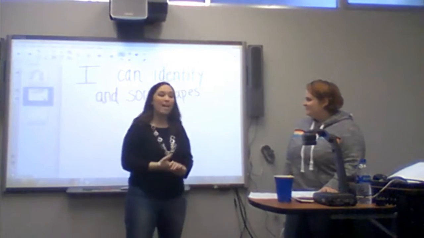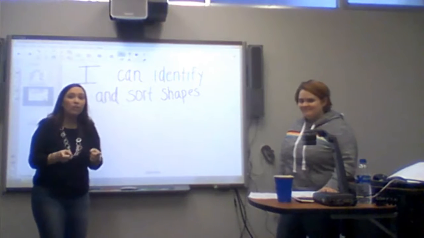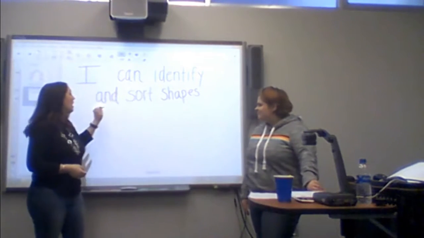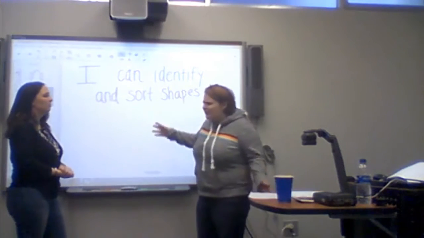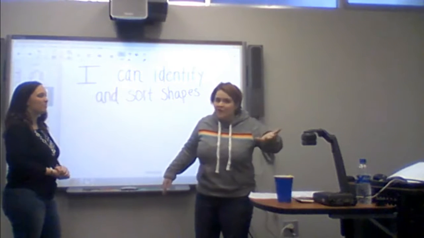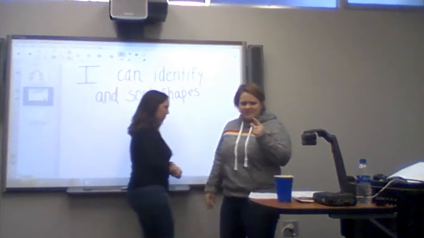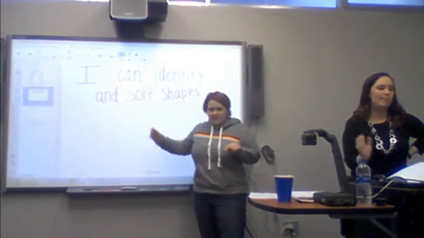Today we're going to do a math lesson using manipulatives. By the end of today's lesson, you're going to be able to say, I can identify and sort shapes. But wait a minute, identify, sort, what are those words? Well, don't worry, you're going to know. So identify means when we look at an object and we look at its characteristics and say, what are you? And then when we know what it is, we can sort it.